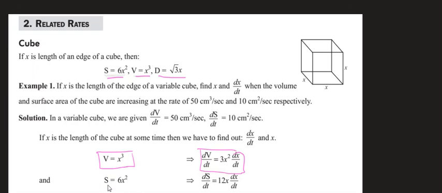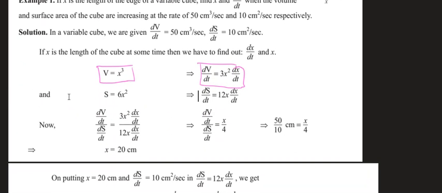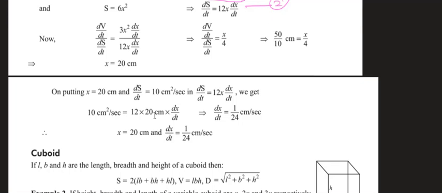And what about the surface area? The total surface area is 6x squared. So here we have 6x squared. On differentiation, it gives dS by dt, is it not? So 6 into 2, 12, 12x into dx by dt. So this is another one. Okay. Then the third equation is regarding the root 2, I mean, the diagonal. Okay.